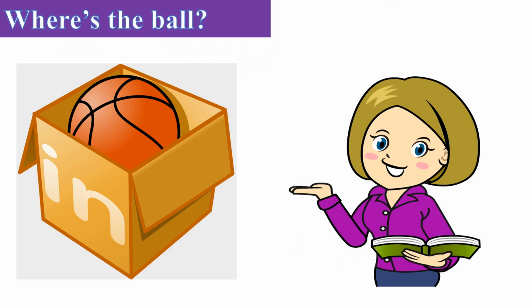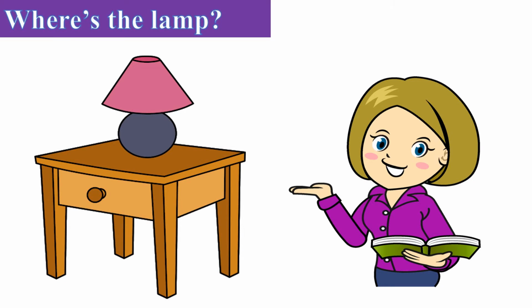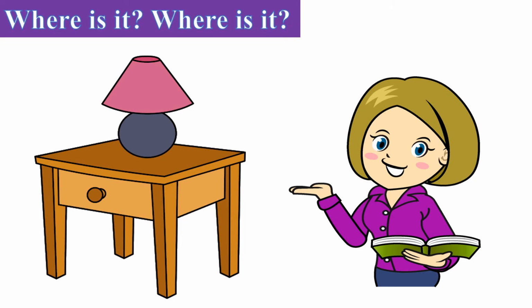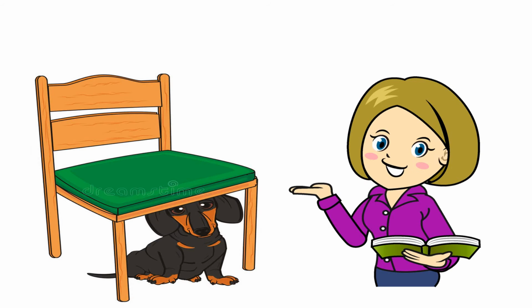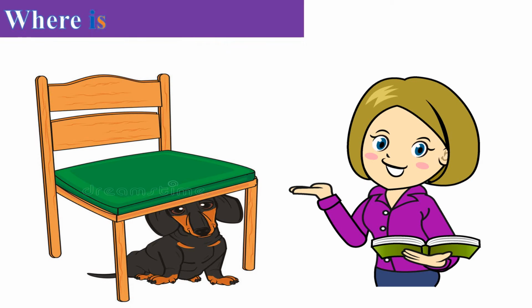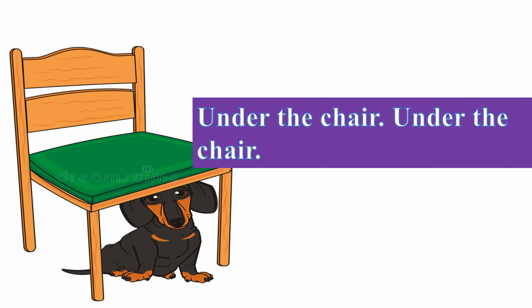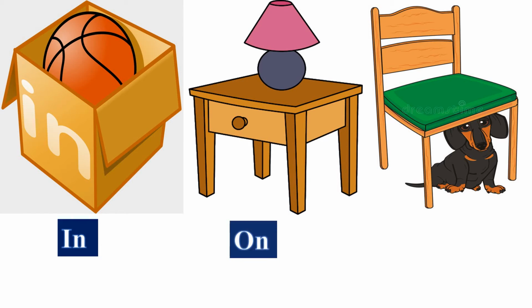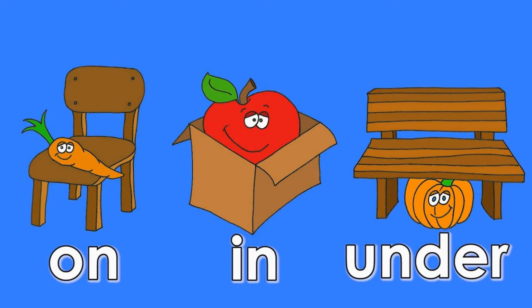Very good. Where is the ball? Where is it? In the box. In the box. Where is the lamb? Where is it? On the table. On the table. Where is the dog? Where is it? Under the chair. Under the chair. In, on, under. Excellent.